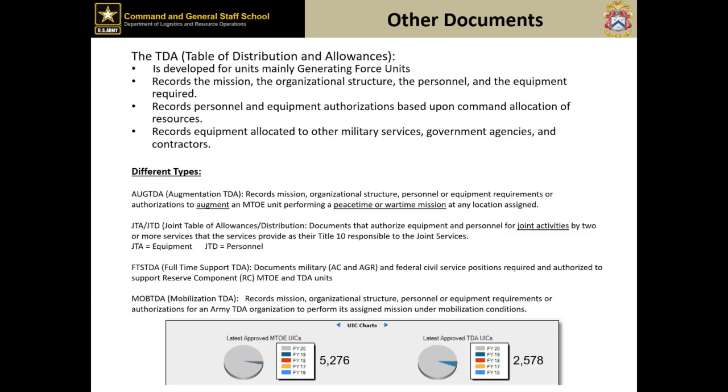Some other documents you may have heard of, won't get too much into these, they're in your reading. There's lots of different types of TDAs. Here's what they are, but these TDAs are generally for the generating force, units that, generally speaking, do not deploy, that perform our Title 10 functions. And there's just a list of those for your education.